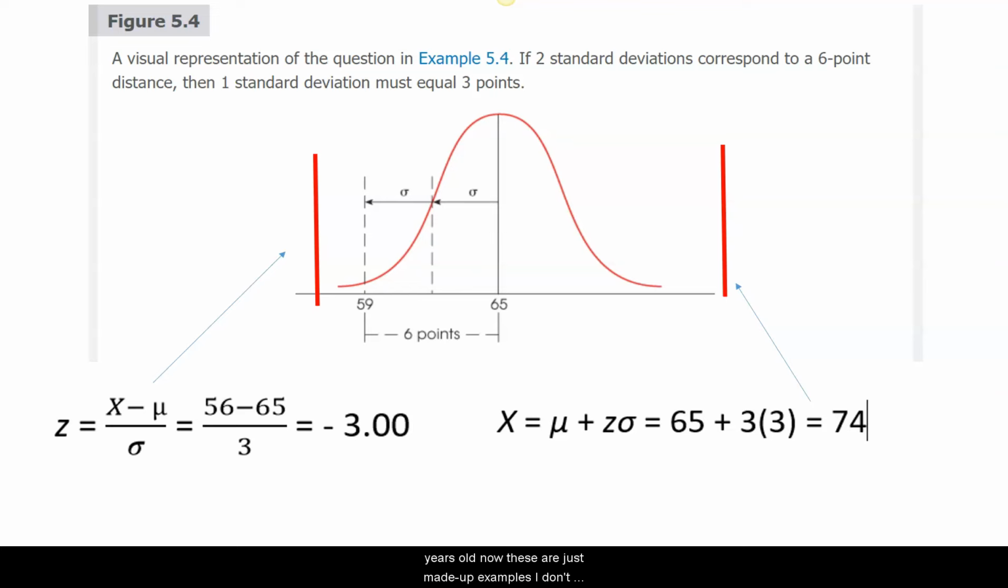Now, these are just made-up examples. I don't know that this is the age that people develop cataracts, but I just want to run this by you, that this is a perfectly plausible or relatable example that we can look at and decipher where people fall on that curve.